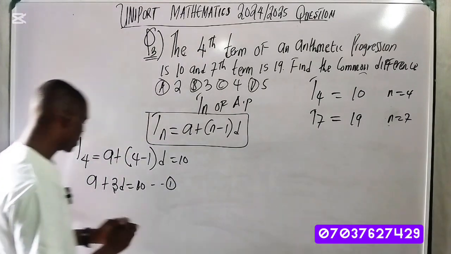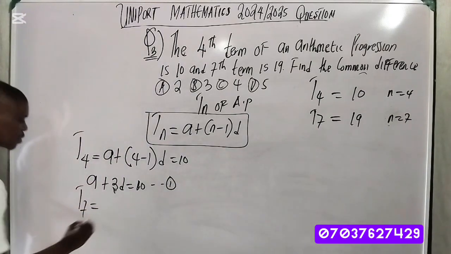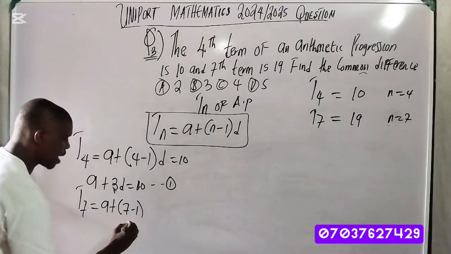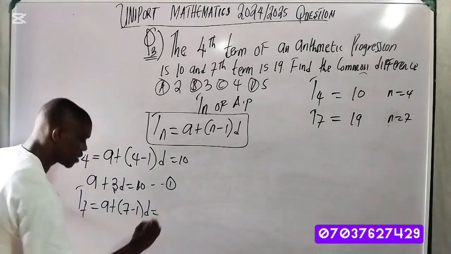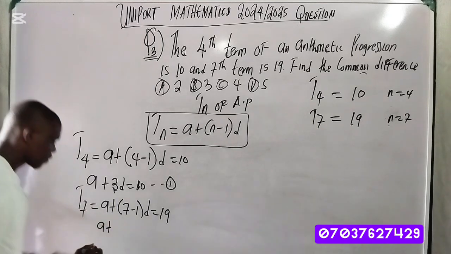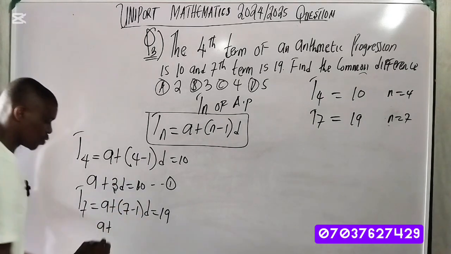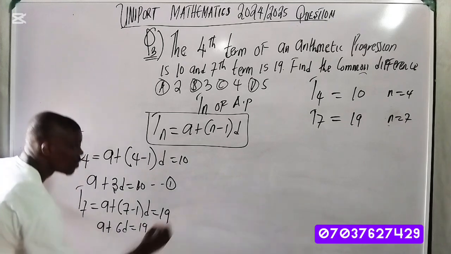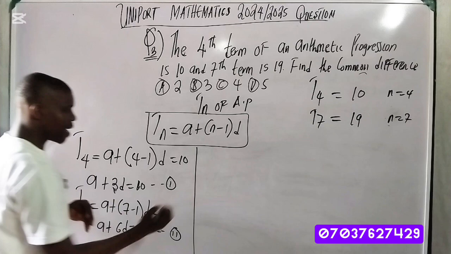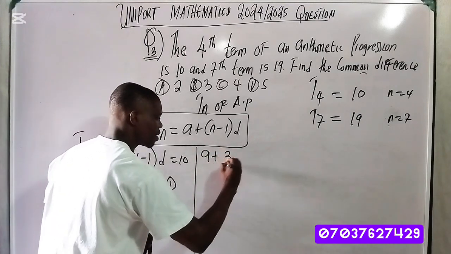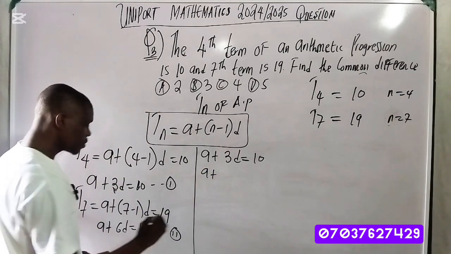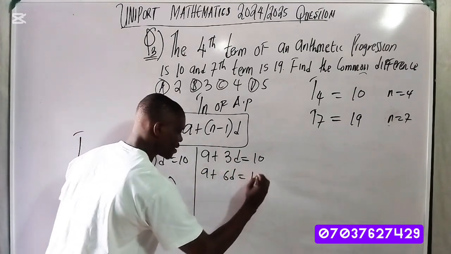Now look at the seventh term. T7 equals a plus (7 minus 1)d equals 19. When you look at it, a plus 7 minus 1 is 6, times d. So a plus 6d equals 19. This is my equation 2. So I'll bring the two of them out here: a plus 3d equals 10, then a plus 6d equals 19. Do you see that?